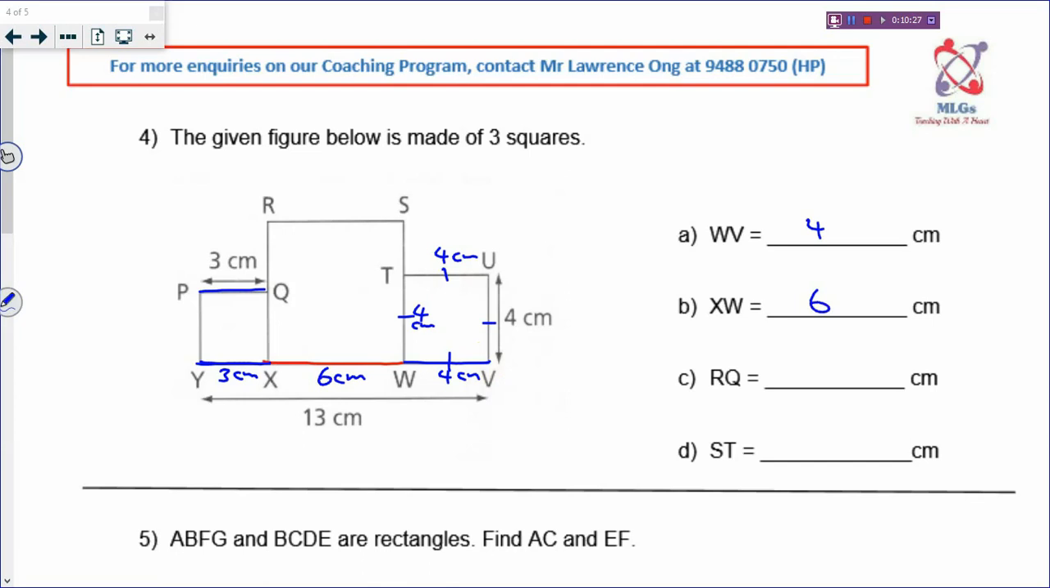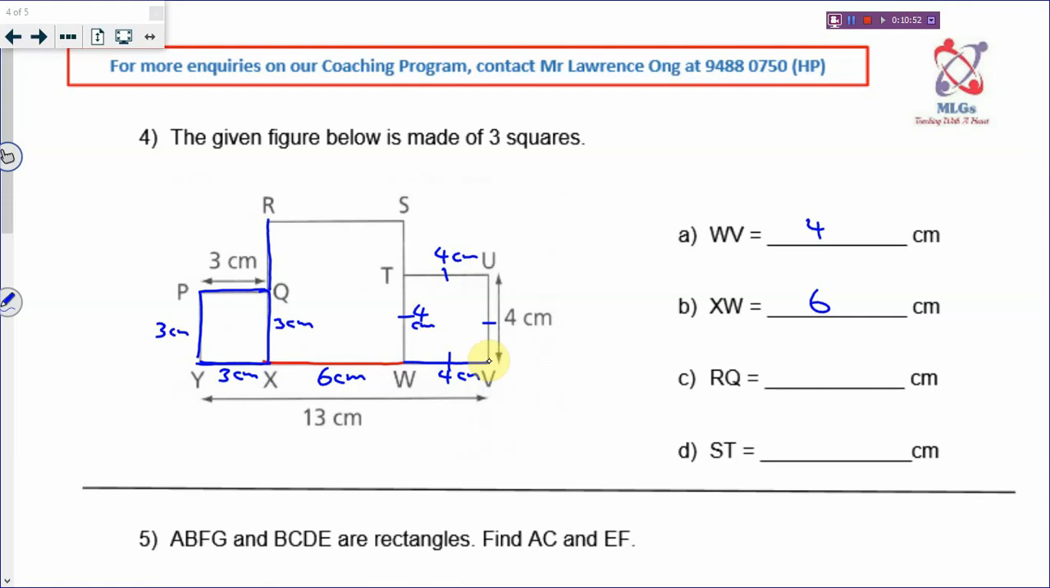Alright, what is RQ? Now, RQ is over here. Let me use RQ here. Alright, so what number is that? Now, it might be a little bit hard to find. But if you notice carefully, can you see this square? All the sides are equal, right? So this is 3, then this must also be 3, right? 3.